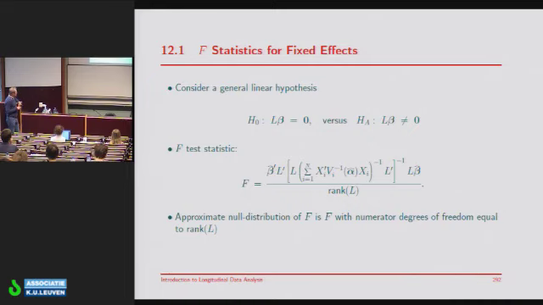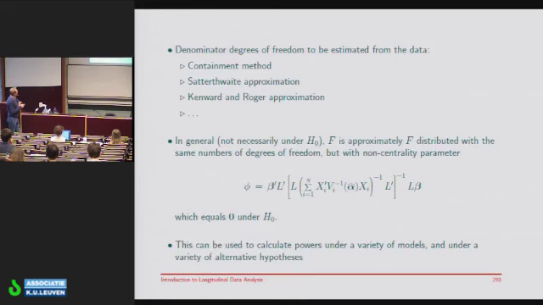So the approximate null distribution of that test statistic is an F distribution with the numerator degrees of freedom equal to the rank of L. We've discussed that yesterday. And the denominator degrees of freedom are then calculated using any of these methods: containment method, Satterthwaite approximation, Kenward-Roger approximation. We had that discussion yesterday.